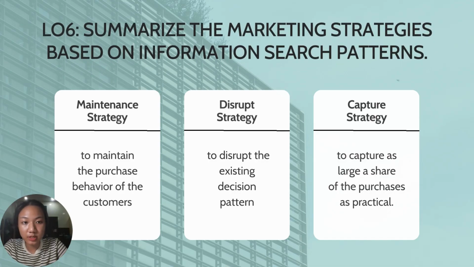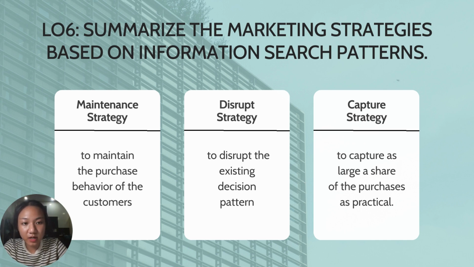So next up, let's talk about the marketing strategies based on information search patterns. First of all, we have the maintenance strategy. This is a strategy to maintain the purchase behavior of consumers. This usually occurs if the brand is purchased habitually. In this strategy, marketers have to maintain attention and avoid out-of-stock situations, and use advertisements that make the feelings and ideas of consumers stronger.